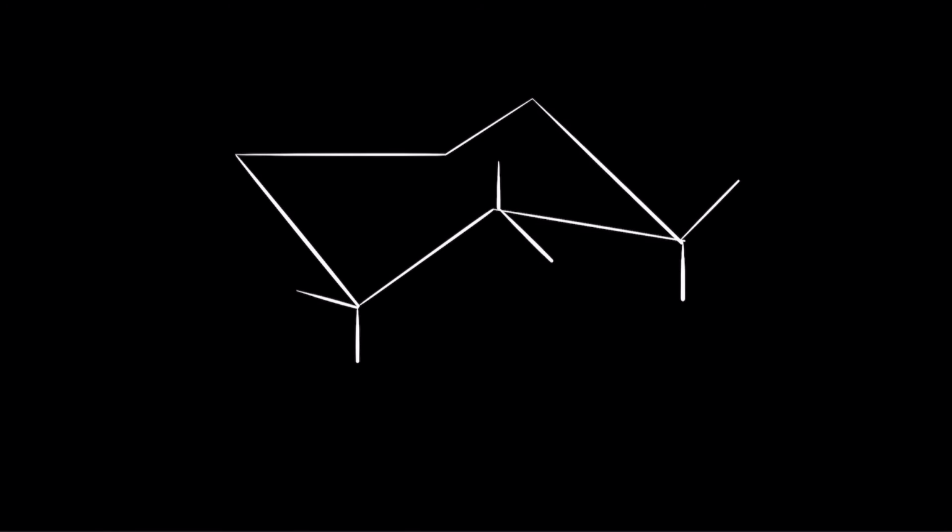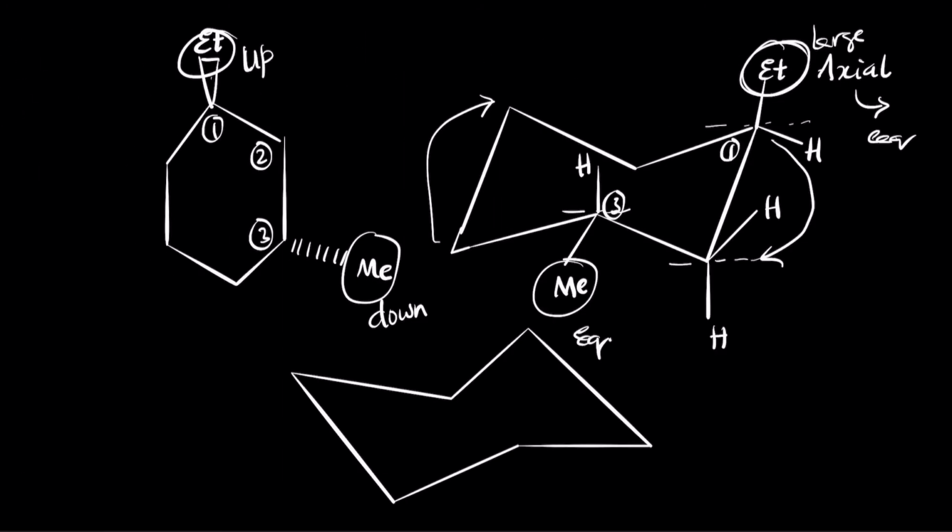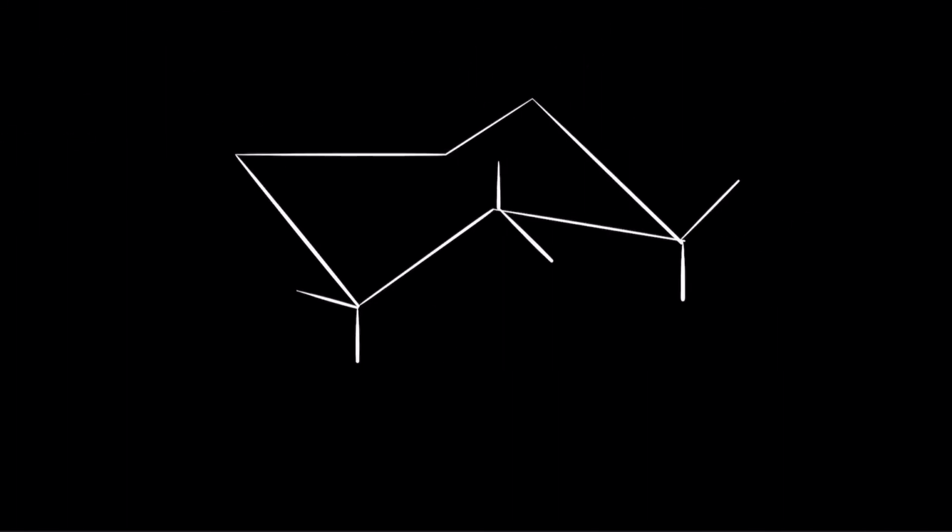Now, based on the structures, this was on the bottom and equatorial, so it becomes bottom and axial. So methyl will come here, ethyl will come here, and everything else is hydrogens basically. So this is the stable conformation.